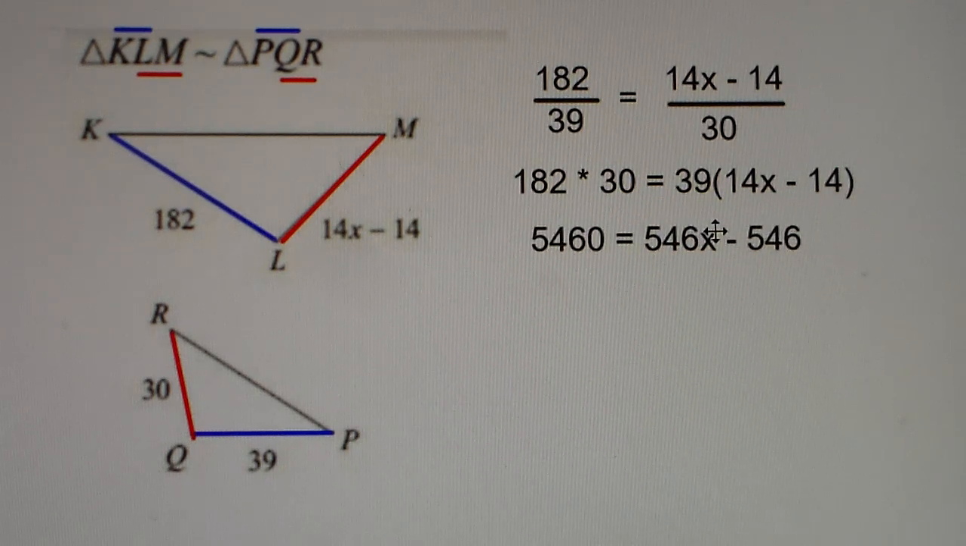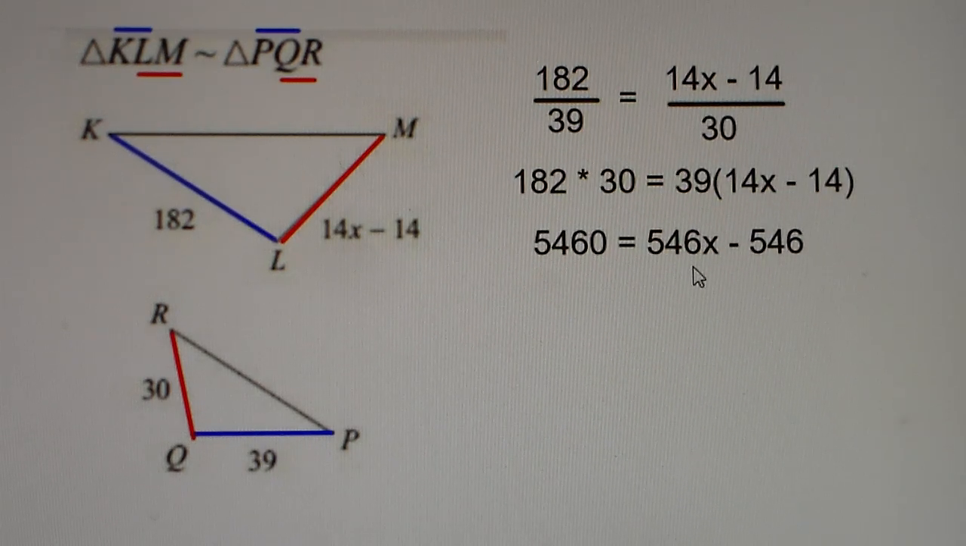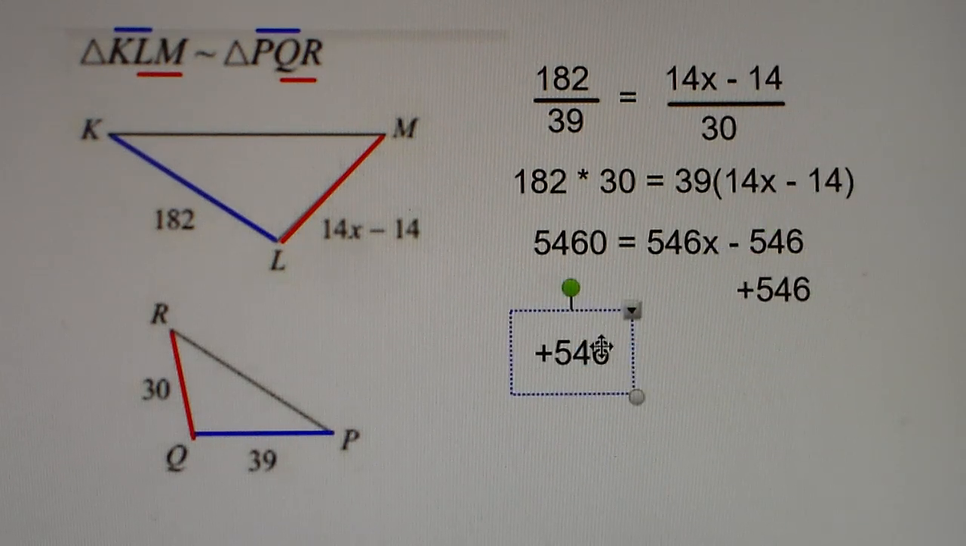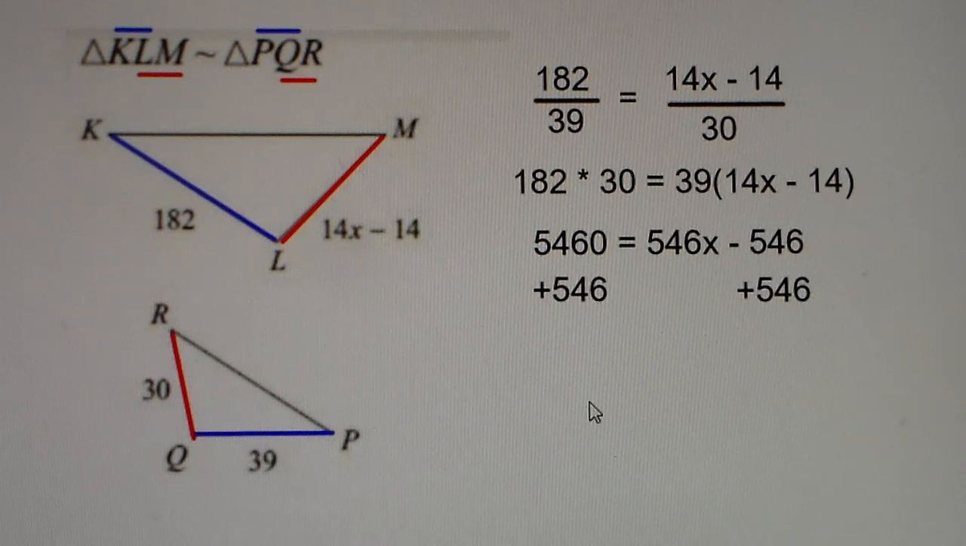So we distributed: 39 times 14x gets you 546x, and 39 times negative 14 gets you negative 546. We then got to add 546 to both sides. Add 546 there, add 546 to this side. So 5,460 plus 546 is going to get us 6,006.